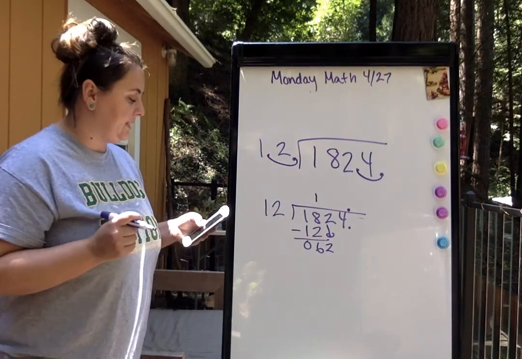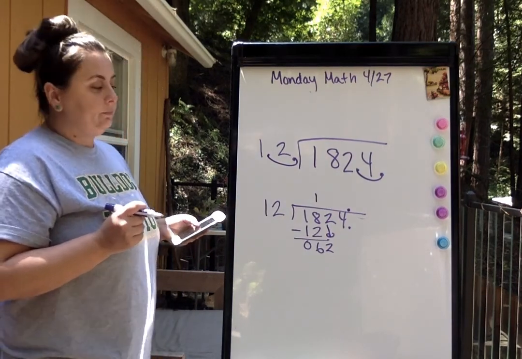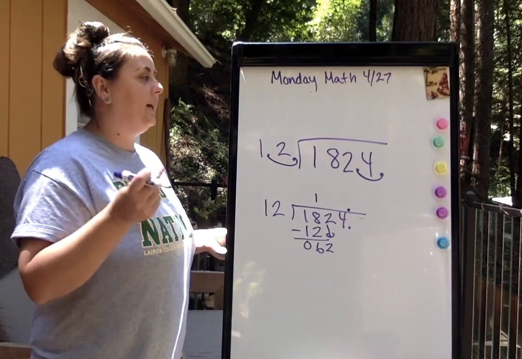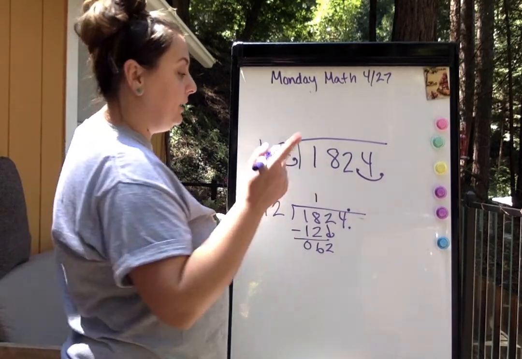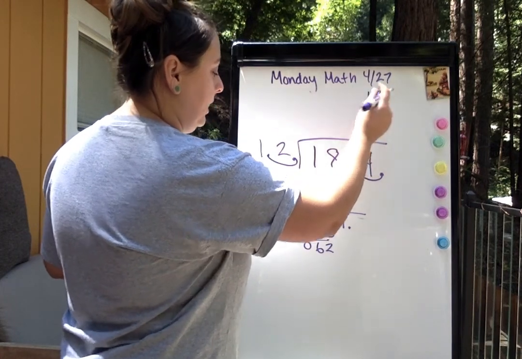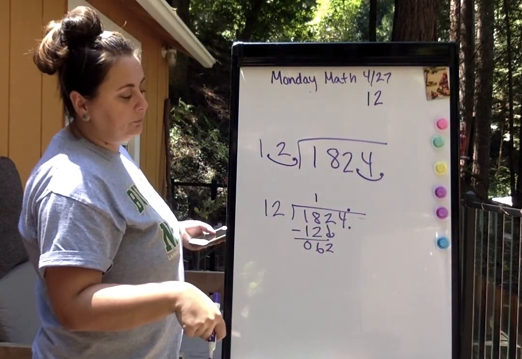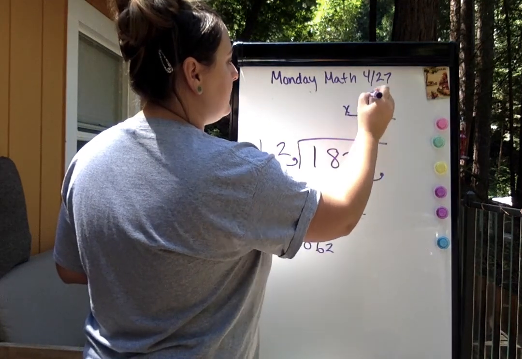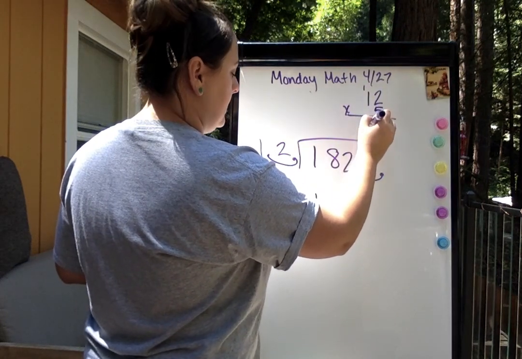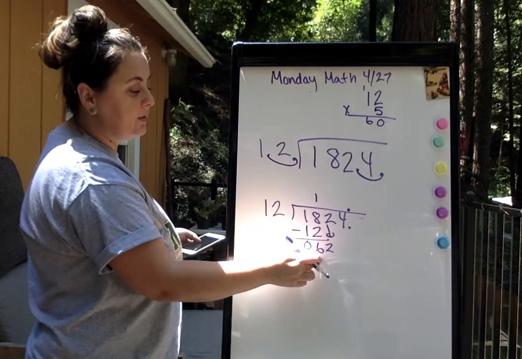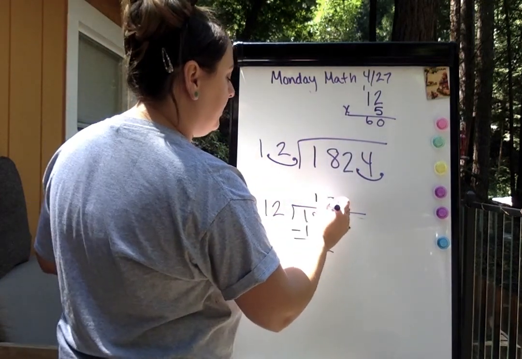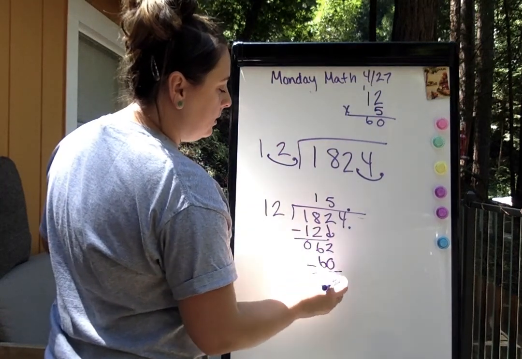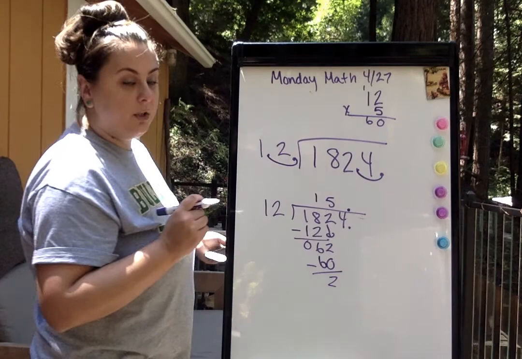So we've got 62. Now you might have to guess a little bit, unless you know your 12 facts really, really fast. But if you don't, I'm thinking 62. I'm going to try and times it by 5 first. Gives me 10, 5, 60. So that's pretty close. So that's going to be a 5 here. 12 times 5 is 60. Leaving you with 2.